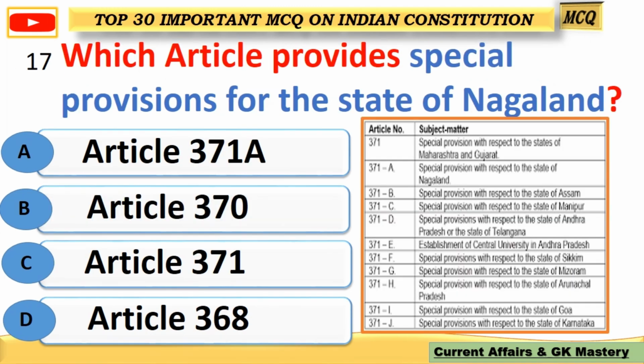Next, which article provides special provisions for the state of Nagaland? A. Article 371A. B. Article 370. C. Article 371. D. Article 368. The correct answer is A. Article 371A.